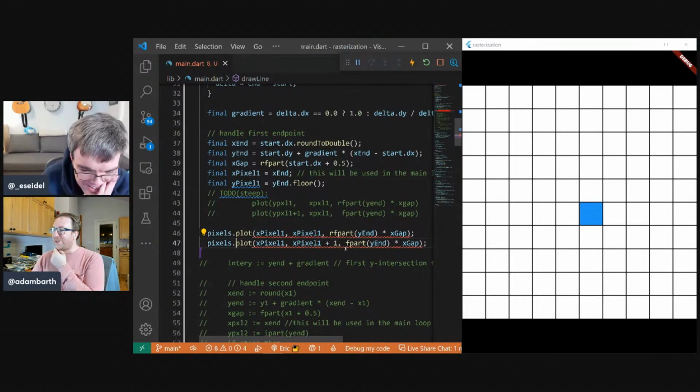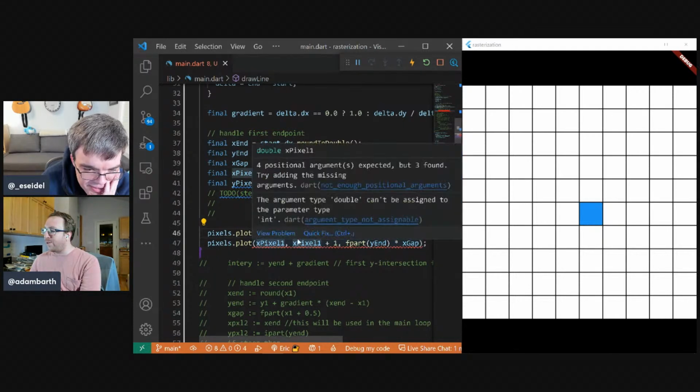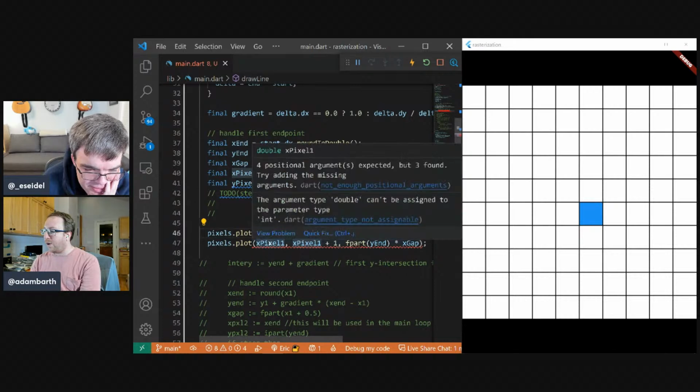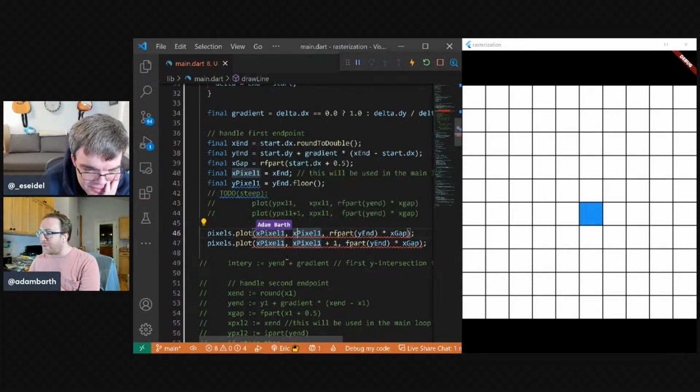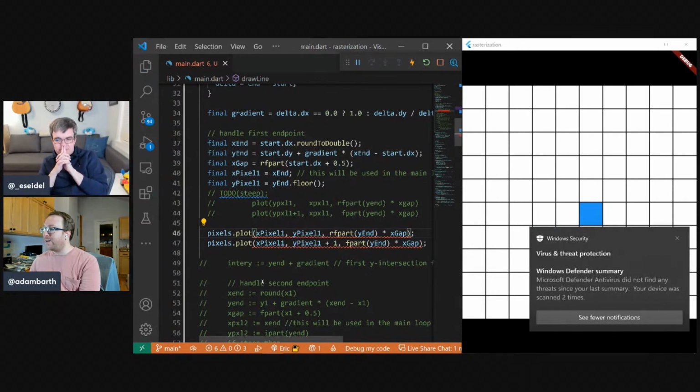Okay, why is this all pixel 1? Oh, there's no intensity. Did we pixel 1 too many times here in your plot? No, this is supposed to be y pixel 1. The Y position goes y pixel, as one might imagine. Oh, I see. Because in the steep case, they swap the X and the Y. We didn't give the color that we wanted here.